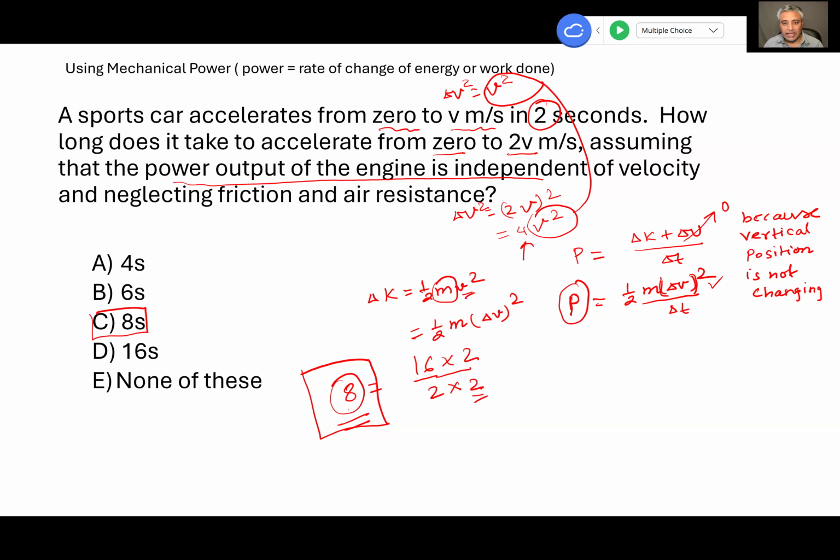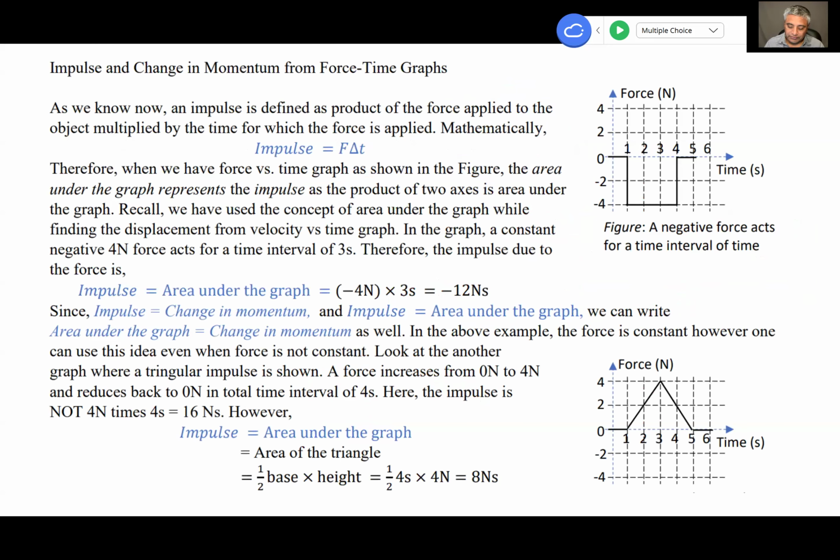Okay, so after work, energy, and power comes the momentum. Momentum is a vector, and it is defined as the product of mass and velocity. So here I'm writing this to emphasize that it is a vector quantity. So the direction of momentum is determined by the direction of velocity.